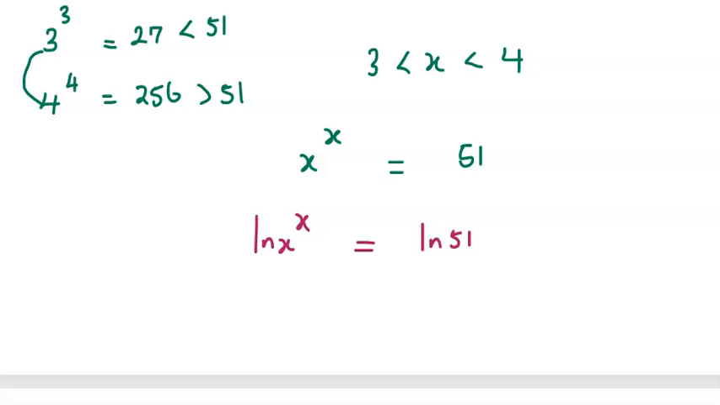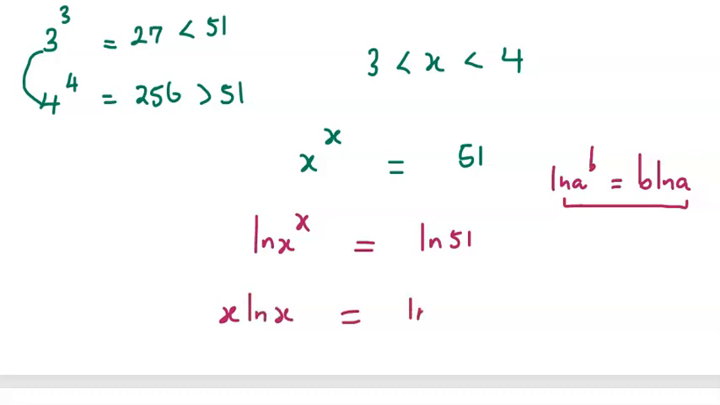Now we know this property of logarithm. When we have the log of a to the power of b, this is simply b multiplied by the log of a. We call it the power rule, right? So here at the left hand side we're going to have x multiplied by the ln of x, and this is equal to the ln of 51.